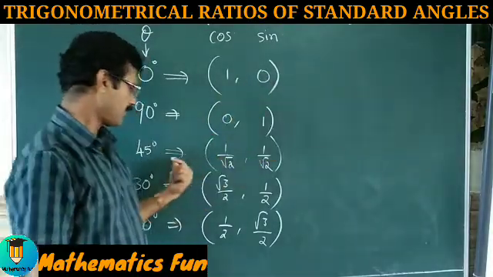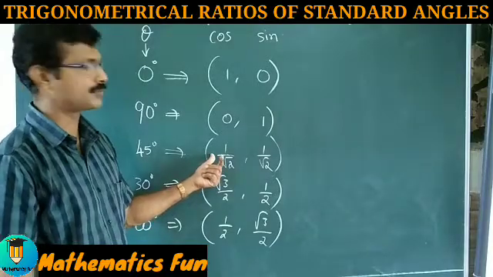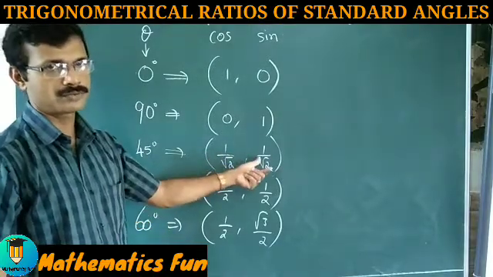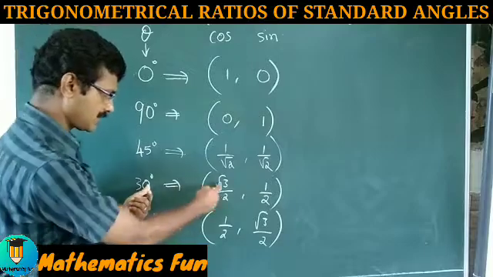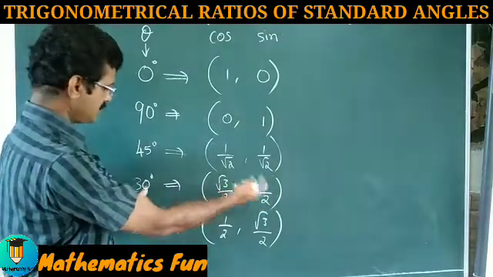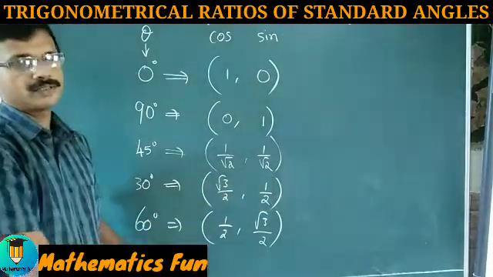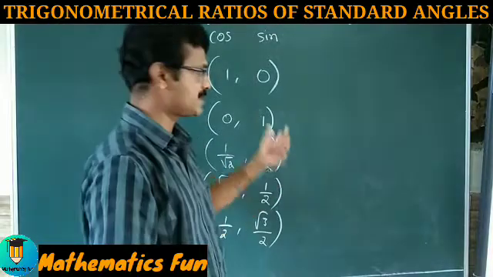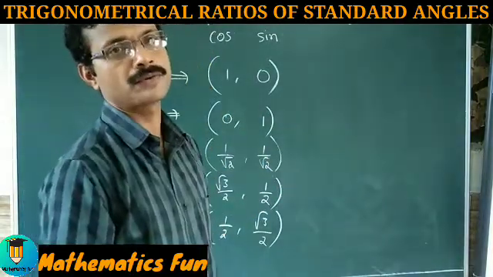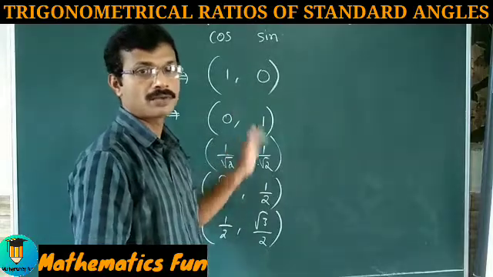Just reverse. And 45 degree is 1 by root 2, 1 by root 2, and 30 is root 3 by 2, 1 by 2, and 60 is its reverse form. So just practice it, just try to memorize this coordinates form. It will be easy for you in future also. This will help you a lot.